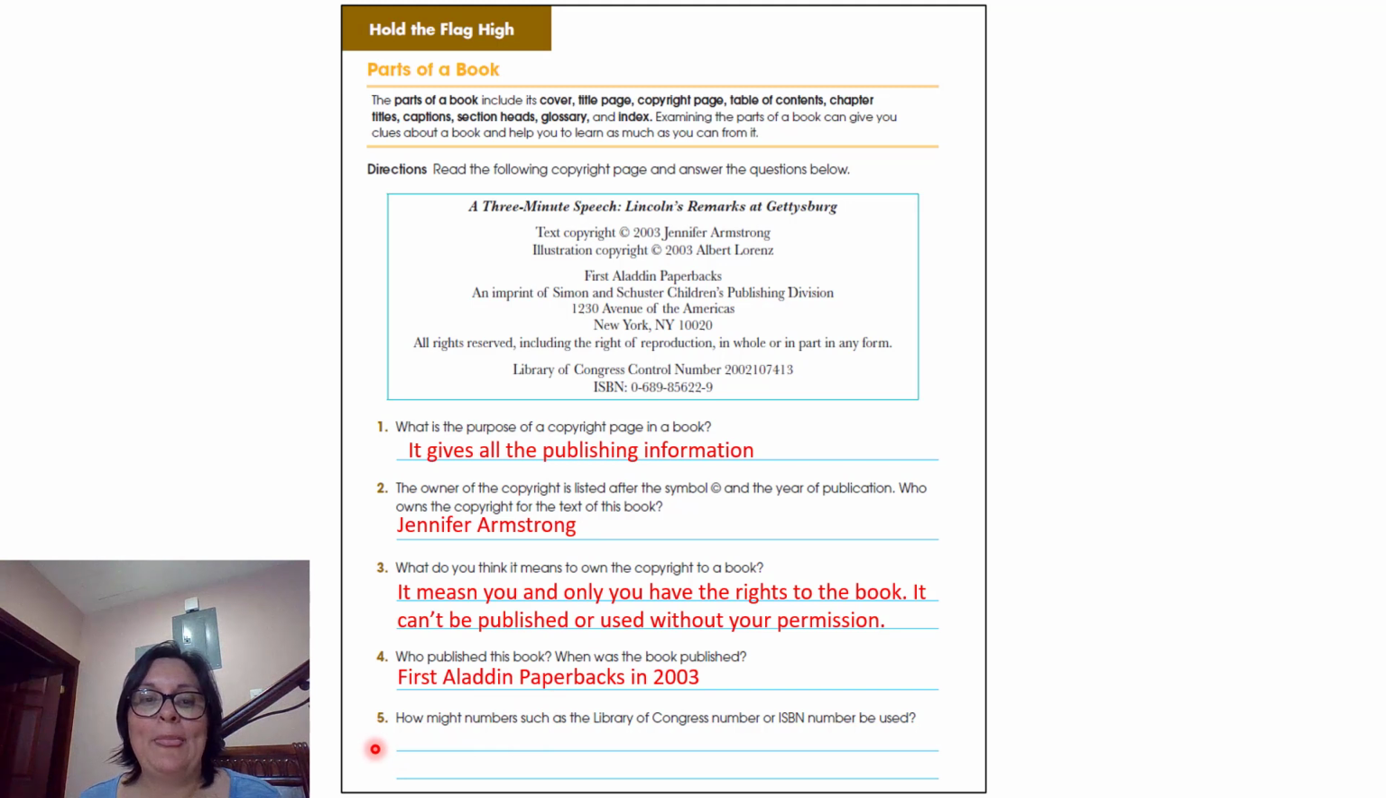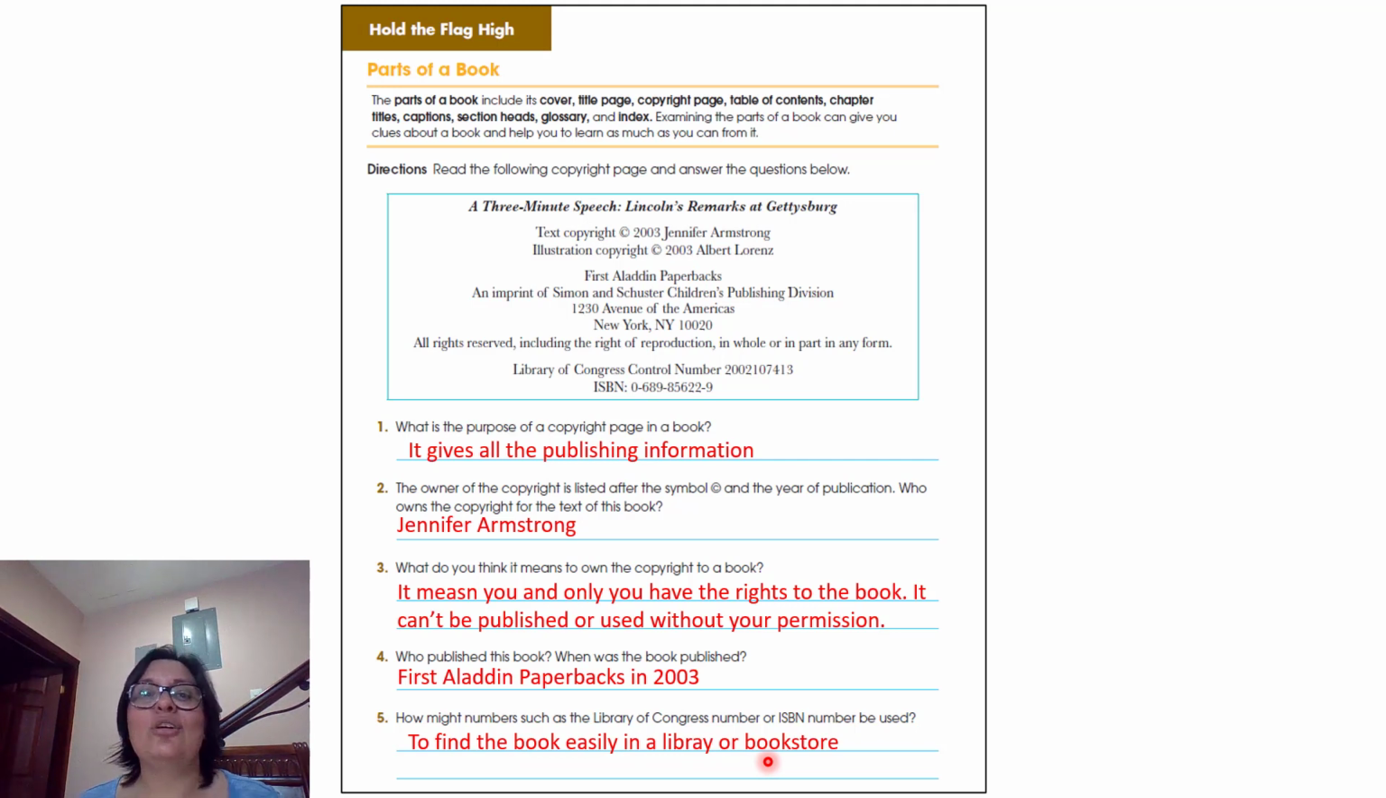And the last question, how do you think numbers such as the Library of Congress number or ISBN number might be used? Do you remember I explained this to you before? How do you think these numbers are used? To find a book easily in a library or a bookstore. Excellent. So here you have the answer, to find the books easily in a library or a bookstore.